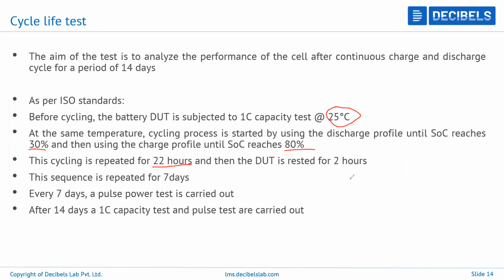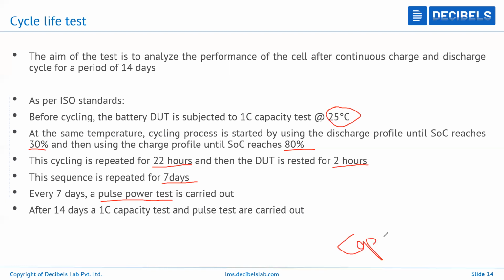After this 22 hour period is complete, it is given a break, and the battery is isolated for 2 hours. Then again, for 22 hours, it experiences the same type of cycling. This is repeated continuously for a period of 7 days. Every 7 days, or every alternate 7 days, a pulse power test is carried out to see how much the internal resistance has changed, how much capacity has faded, and how much power and performance has been lost within the cell. So this is nothing but capacity loss.